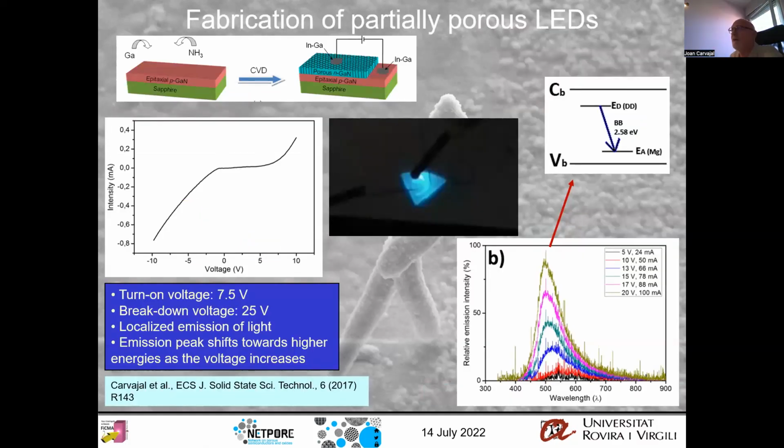And finally, talking about the LEDs that we can develop with them. Here we have a partial porous LED fabricated with porous n-type gallium nitride. Here we can see the emission. We have a turn-on voltage of 7.5 volts and a breakdown voltage of 25 volts, and we can see here that the emission of this LED shifts toward higher energies as the voltage increases.